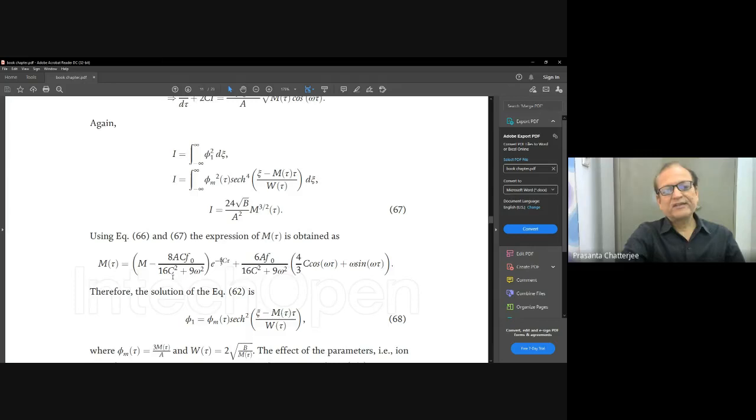Please check, if c equal to 0 and f0 equal to 0, then m(τ) is constant and it will be m. That is, the solution comes in such a way that if there is no damping and no force, then solution 68 converts to 62.